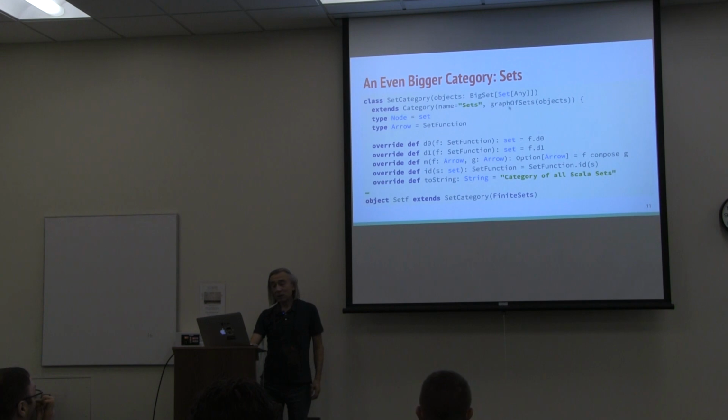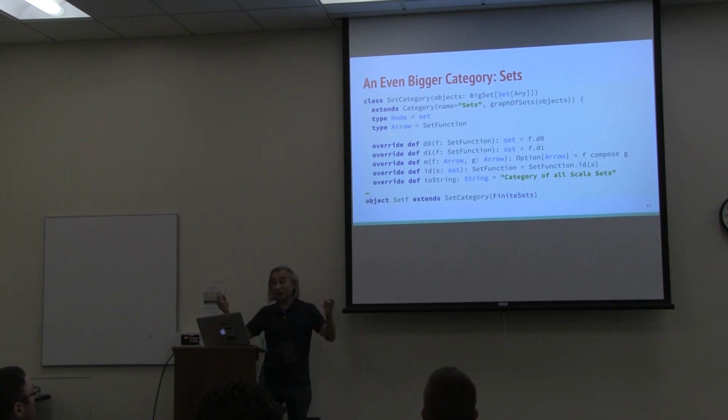So we build a graph of all sets. Well, how is it? It's kind of obvious, right? Given two sets, if there is a function, that function gives us an arrow. So what do we have? Type node is set. Remember that typeless set. Type arrow is set function. I'll show you on the next line what set function is.